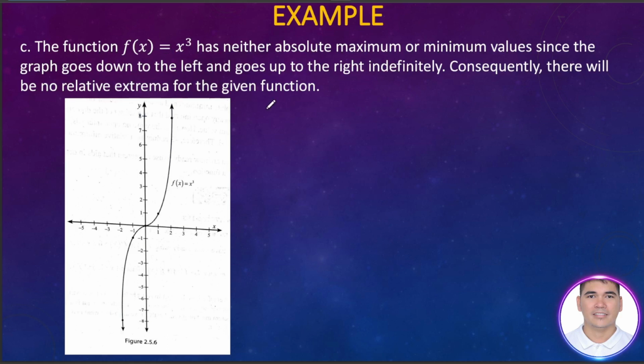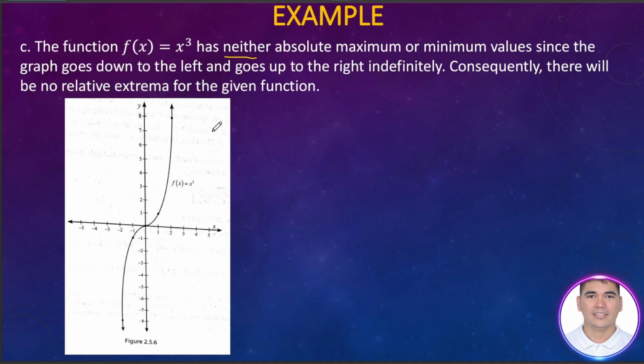Now for letter C, the function f of x is equal to x cubed. So here we have neither absolute maximum nor minimum values. As you observe, the graph goes downward to the left and to the right it goes upward indefinitely. So there will be no relative extrema for the given function. We cannot determine whether it is maximum or minimum, because on one side it goes down and on the other side it goes up. So we do not have a relative extrema, nor the absolute minimum or maximum values, or the relative ones.